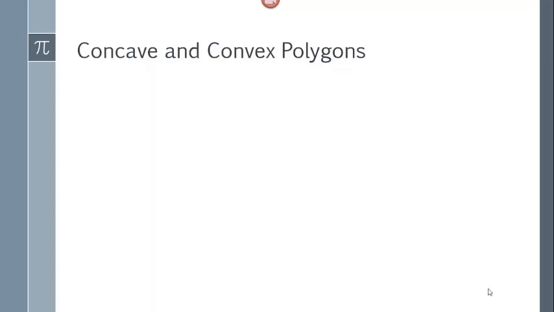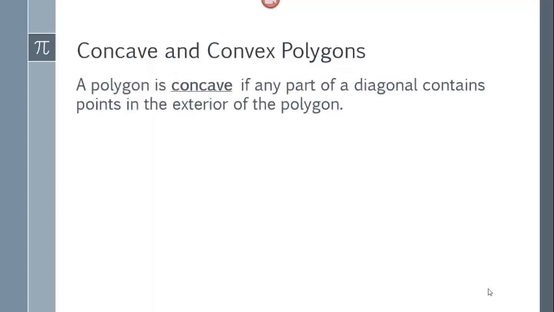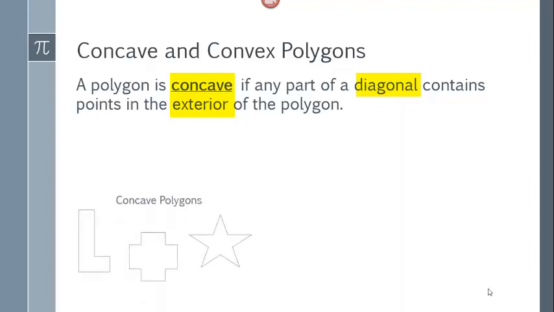Polygons can also be classified as concave or convex. So a concave polygon is one in which any part of its diagonal is actually outside. Okay, so let's take a look at what that means. Concave polygons means that I can draw a diagonal from one vertex to a non-consecutive vertex, and all or part of it will be outside.